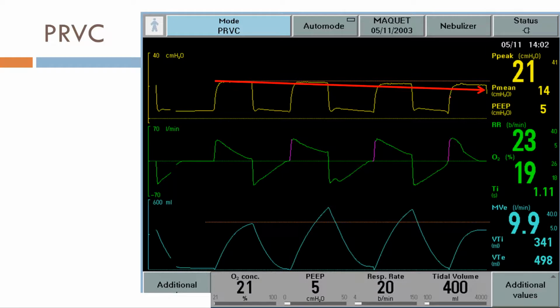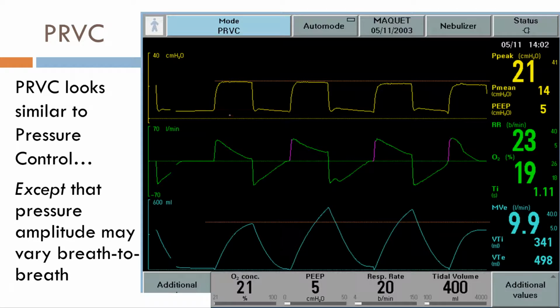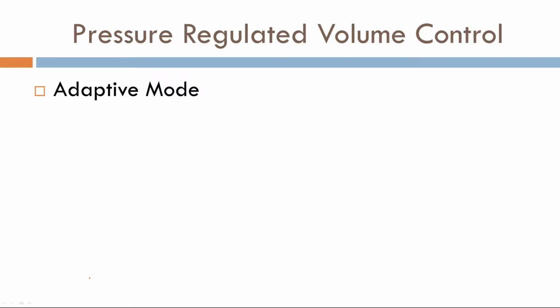Now it's a little odd to have a mode of ventilation where your target variable is not something that you input down here at all. Now PRVC looks pretty similar to pressure control. As you can see, the waveforms look about the same, and flow is your dependent variable. However, the pressure amplitude may vary from breath to breath. So PRVC is an adaptive mode, and the pressure will change with time as compliance changes, and it uses features from pressure assist control ventilation as well as volume assist control ventilation.